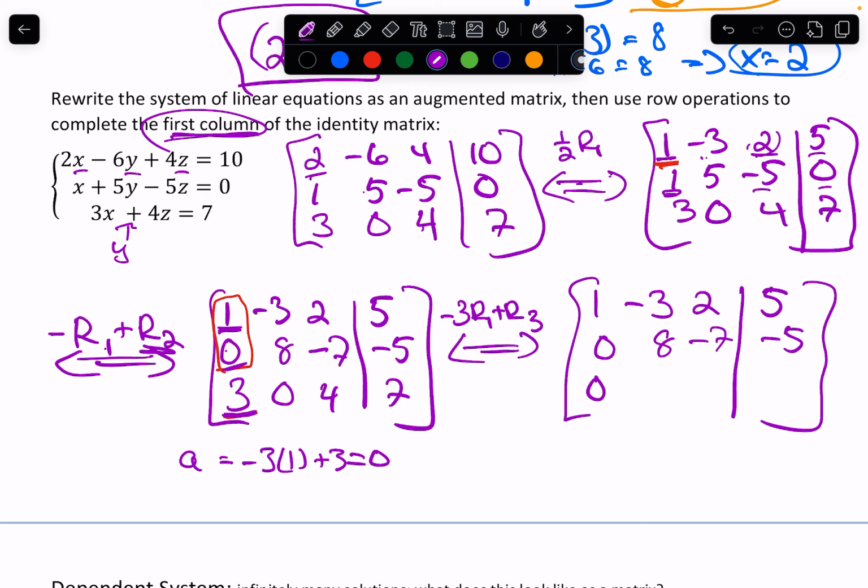It's the row first. So 3, 1 is going to be a 0. The next element, row 3, column 2, is going to be, again, -3 times -3 plus a 0, this one right here, and that's going to give us a 9.